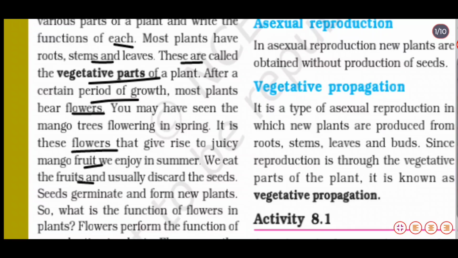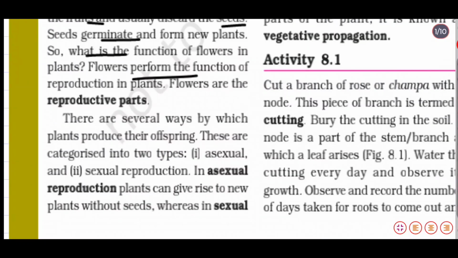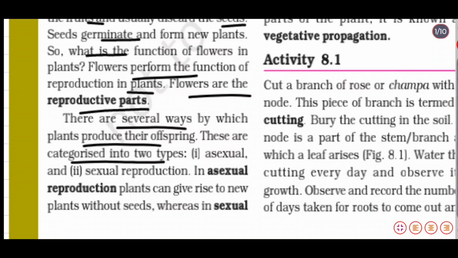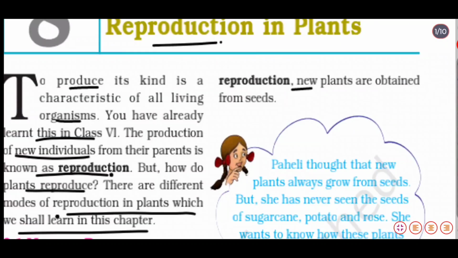We eat fruits and usually discard the seeds. Seeds germinate and form a new plant. So, what is the function of the flower in plants? Flowers perform the function of reproduction in plants. Flowers are the reproductive parts. There are several ways by which plants reproduce their offspring. These are categorized in two ways: asexual reproduction and sexual reproduction. In asexual reproduction, plants give rise to new plants without seeds, whereas in sexual reproduction, new plants are obtained from seeds.